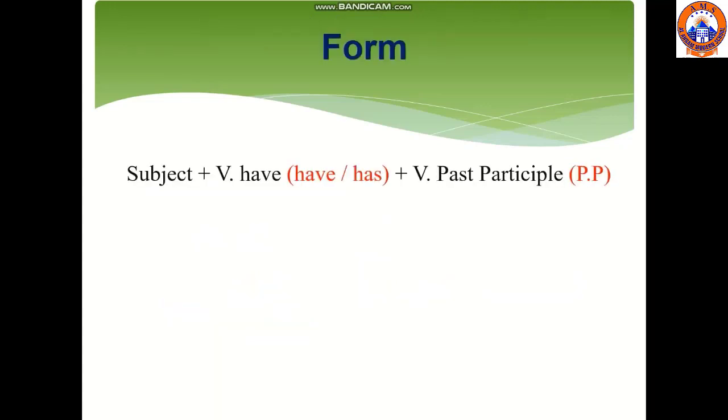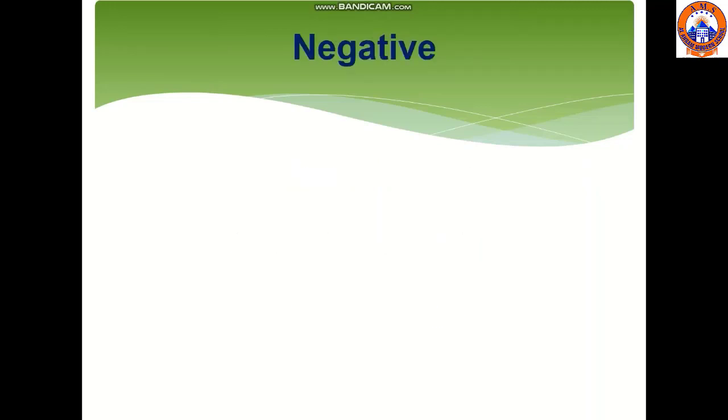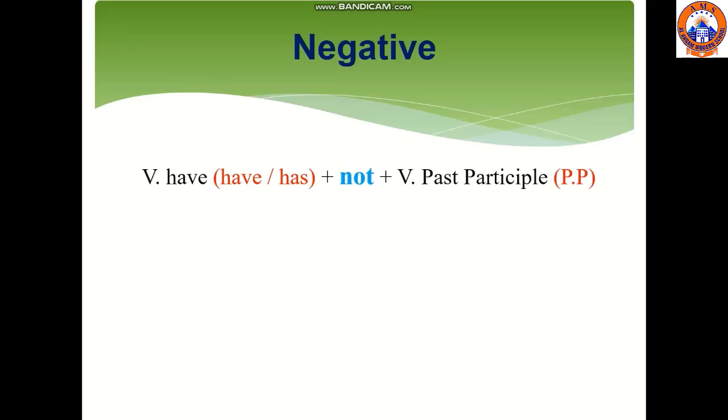The form of the present perfect simple tense. We have the subject, verb to have, which is have or has, plus verb in the past participle form, which is the PP. For sure we know that we use have with I, we, you, they, and has with he, she, it. Here we have the negative. We know that negative equals not. So we put not after verb to have. So have or has plus not plus the PP.